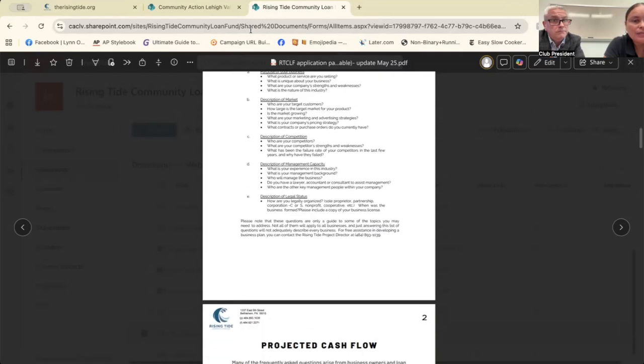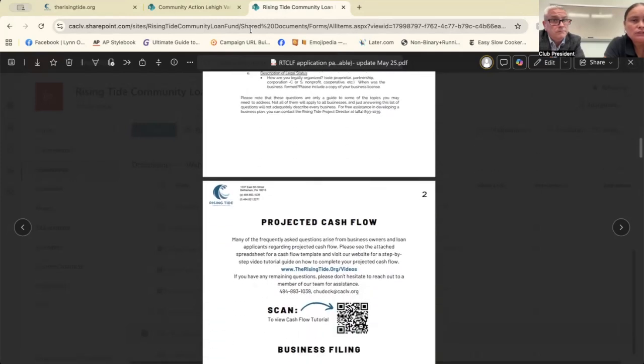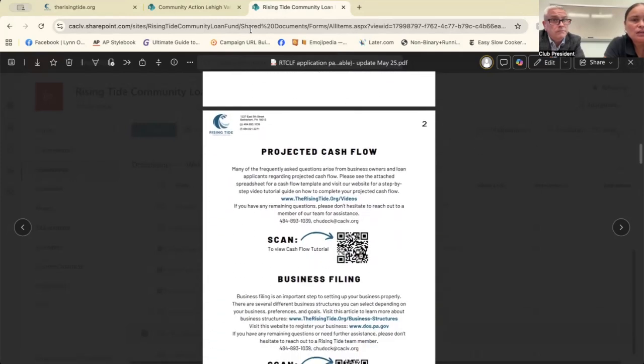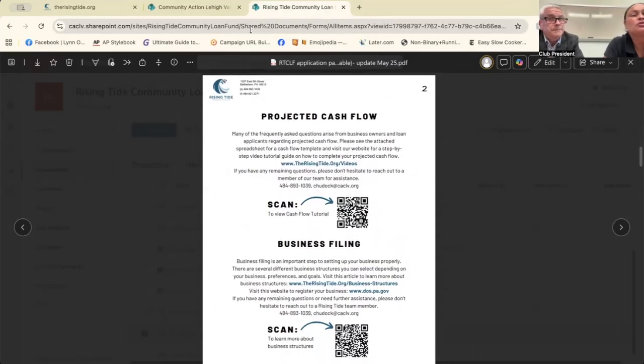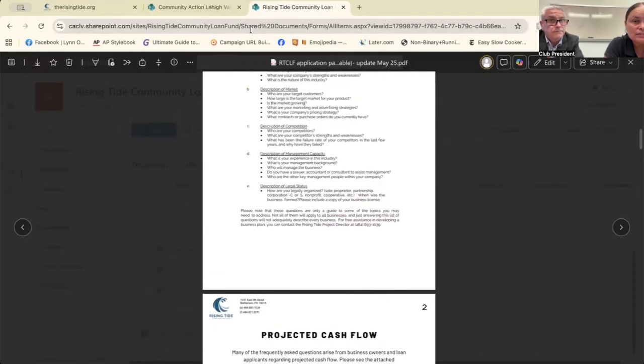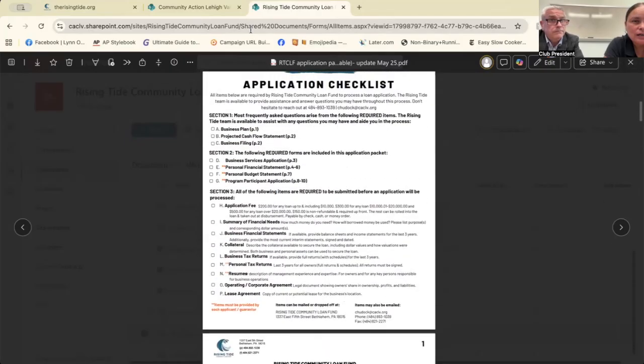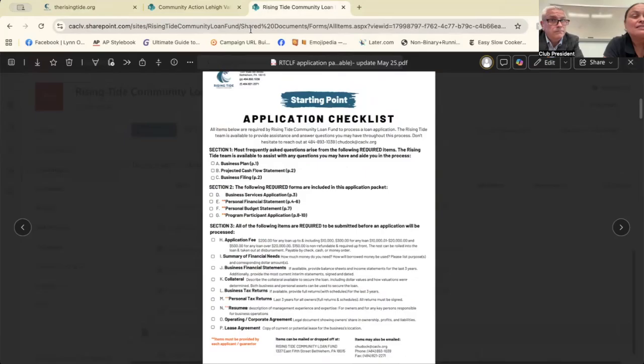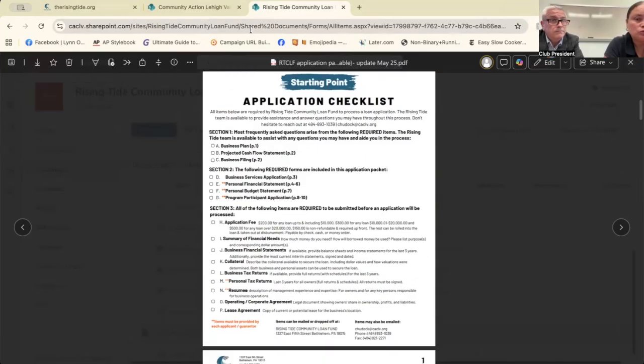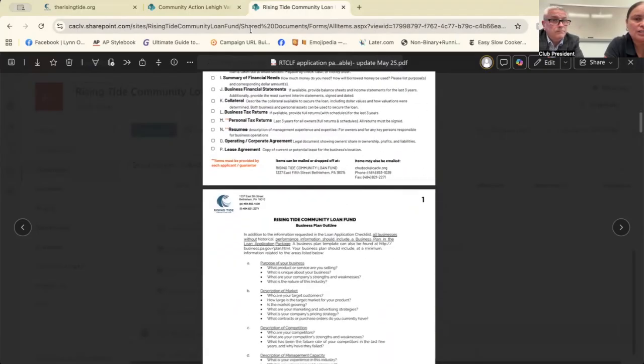The third page shows you how to create cash flow projections, which is on the checklist, section 1, letter B. This is how you will start doing your cash flow projections.